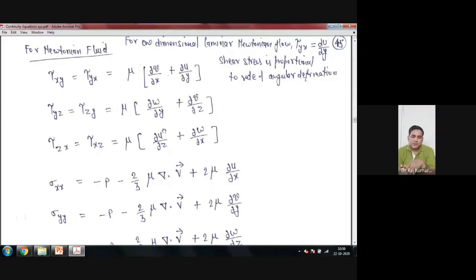So the velocity or the stresses would be on the plane. If you want to move in this direction, your plane is x. If you want to move in this direction, your plane is y, because you are moving on the y plane, right?